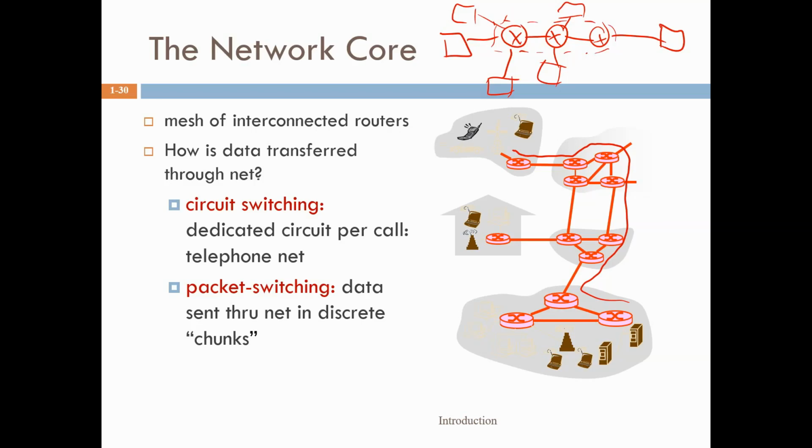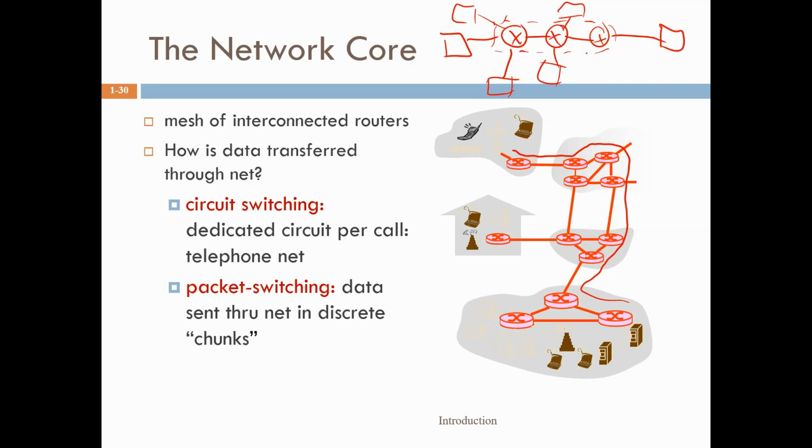Before we actually discuss the internet in particular, let's just think about this challenge. How do we share the resources of a shared device? There are mainly two ways to share these resources. The first one is called circuit switching, and the second one is called packet switching.